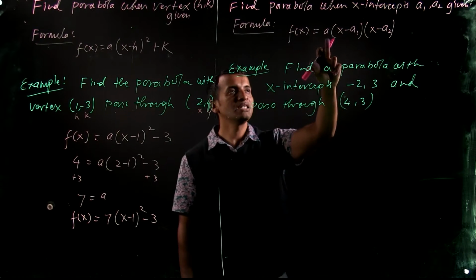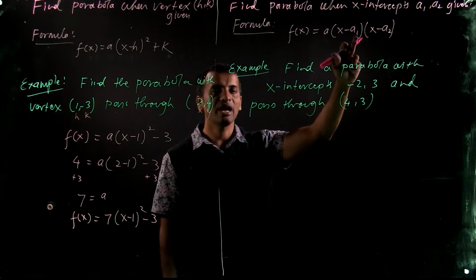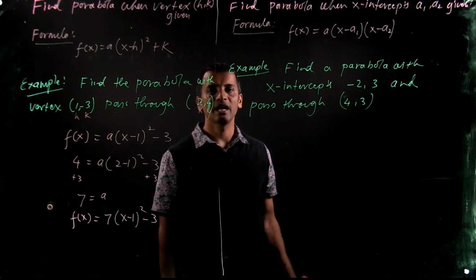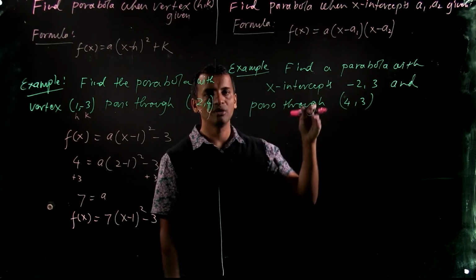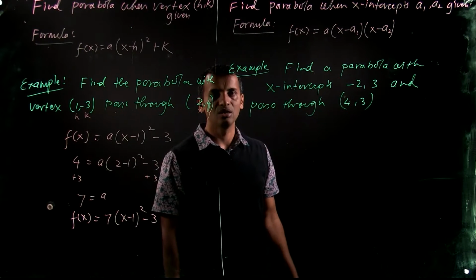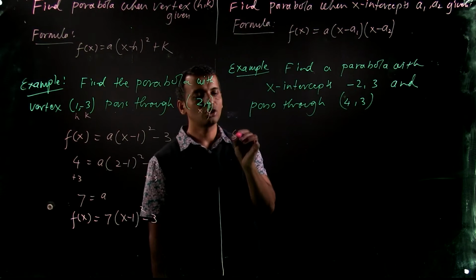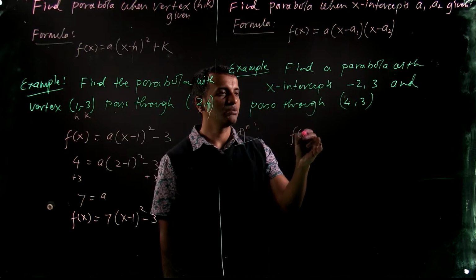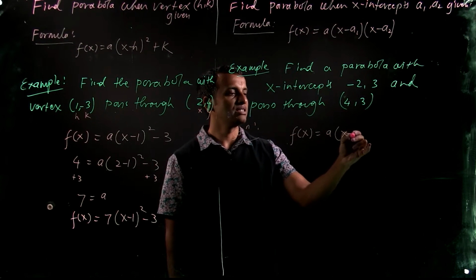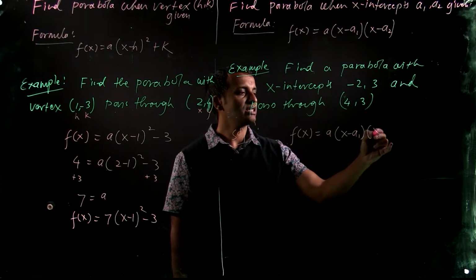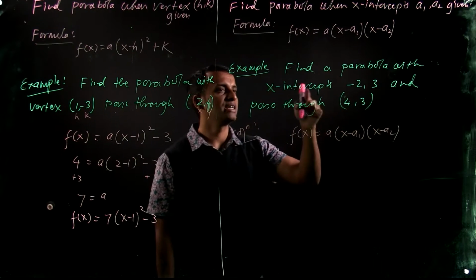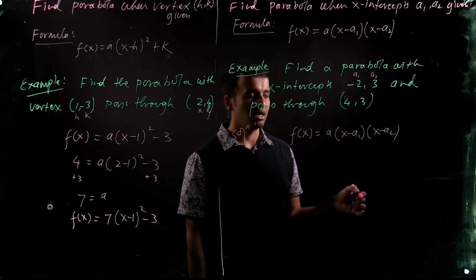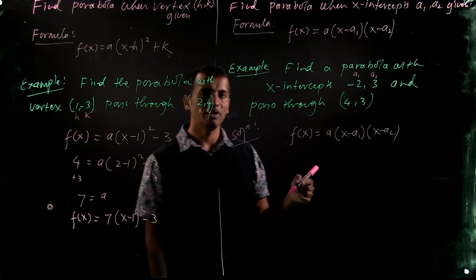Okay, the second example is when the x-intercepts are given. Then the formula is a, a constant we'll find out, times (x minus the first x-intercept), and then times (x minus the second x-intercept), meaning that you will just pick the values of x where it crosses or touches the x-axis. So to solve this example, the formula is f(x) equals a times (x minus a1) times (x minus a2). The example gives the x-intercepts as a1 is -2 and a2 is positive 3, and also gives the value of x and y.